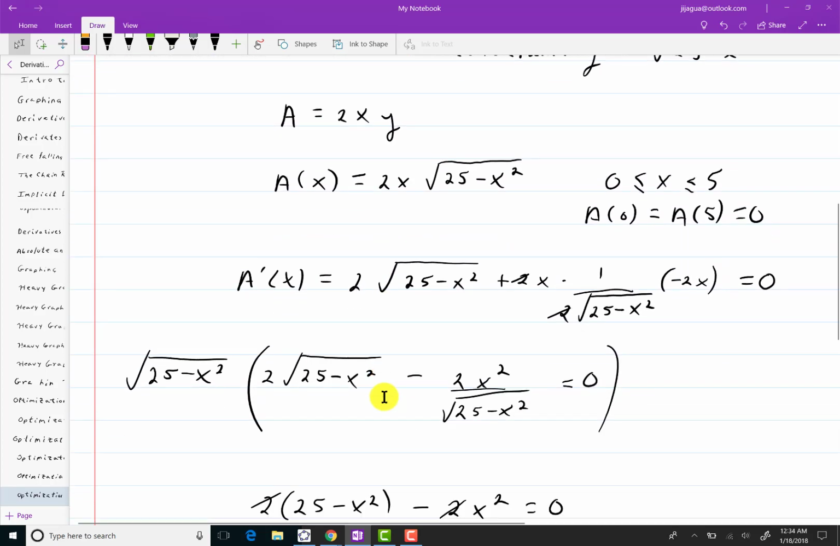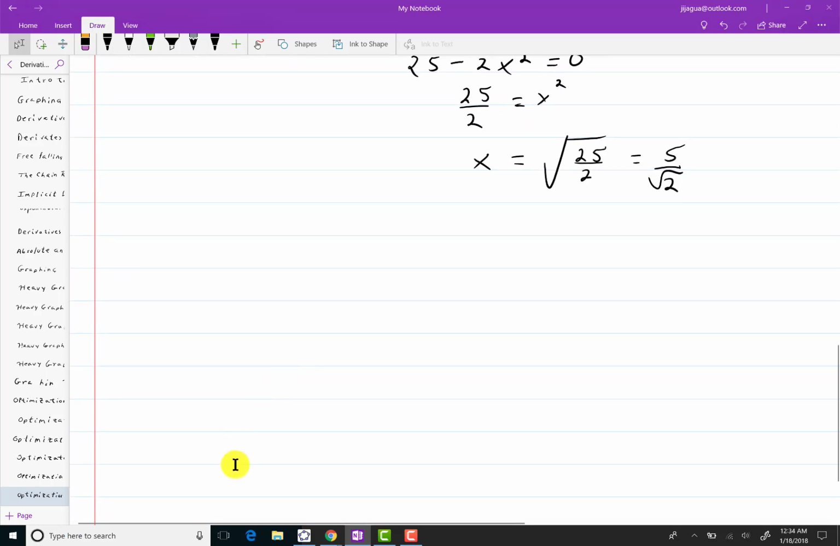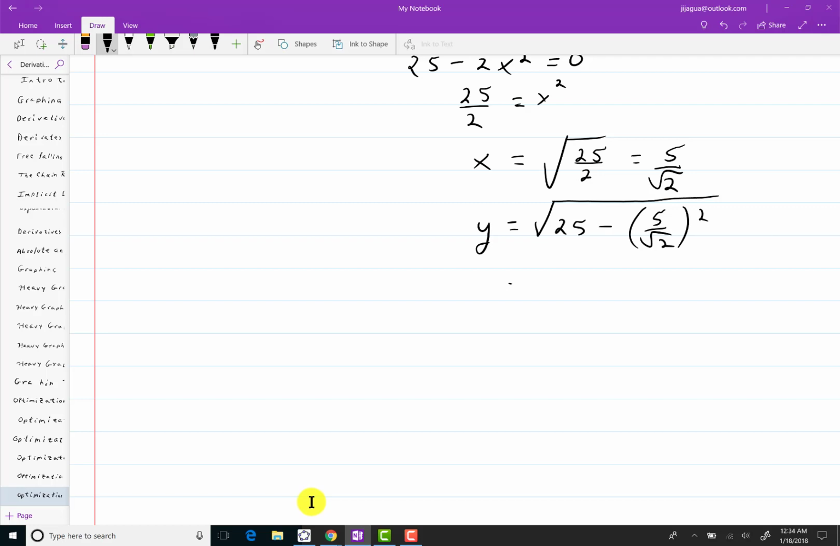So I have x. Then what is y? y equals the square root of 25 minus x squared. So I'll put 5 over radical 2 squared. That will equal the square root of 25 minus 25 over 2. So that'll be the square root of 25 over 2, which is the same number we got for x. y is 5 over the square root of 2.